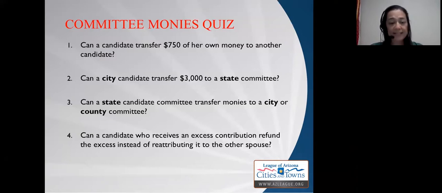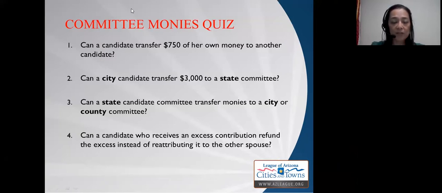So can a state candidate committee transfer monies to a city or a county committee? The answer is yes, there are no restrictions. It can flow down without any problem. And then, can a candidate who receives an excess contribution, over the contribution limit, refund the excess instead of reattributing it to the other spouse? The answer is yes. So refunding is always an option. Even though the new law created this whole new scheme about reattributing the monies, they can always just provide a refund.